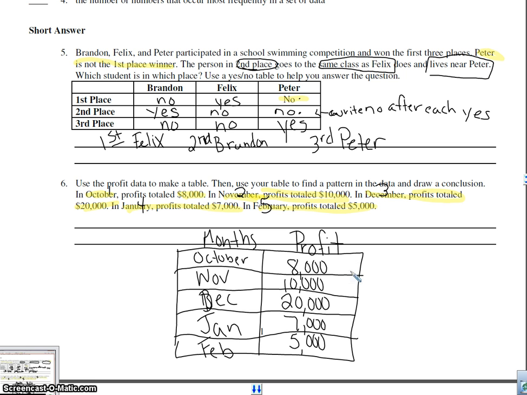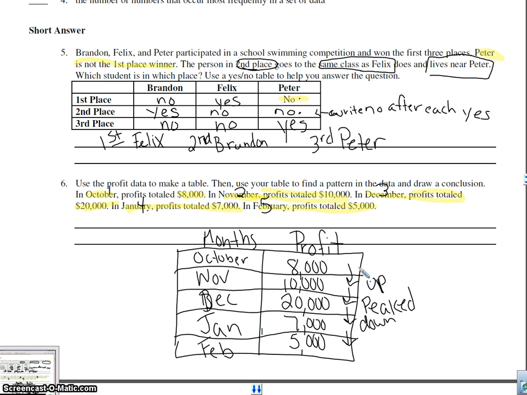Well, our pattern would be, well, we went up, then we went down, then we went down. And so, therefore, we peaked in December. This must be something for sales that are popular at the holiday time, because we made a whole lot of profit and then nothing after that. So, that would be our pattern and our conclusion, that profit went up and up and up between October and December, and then went dramatically down after December.